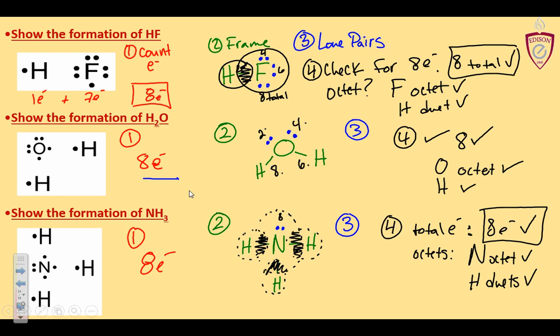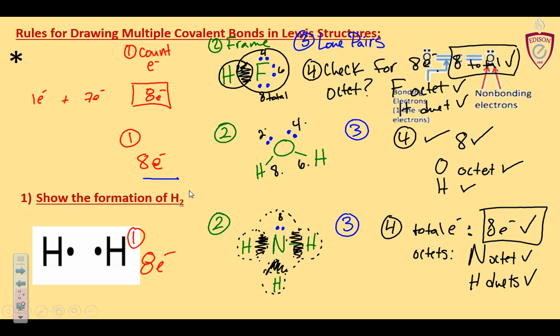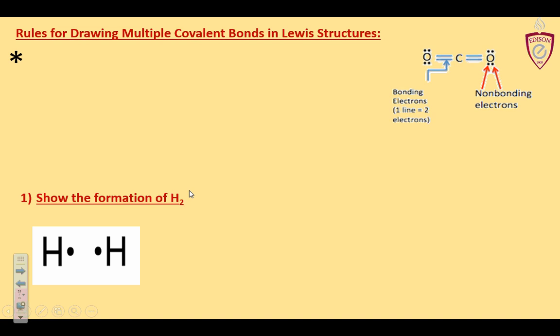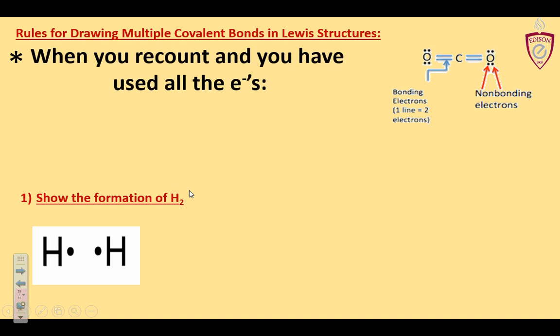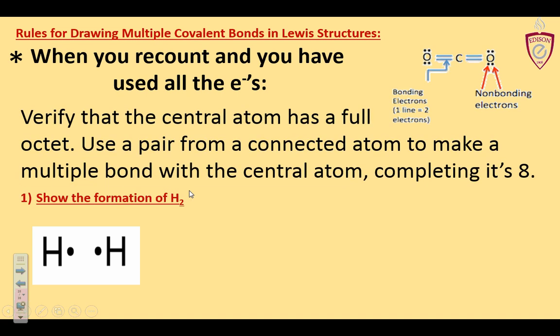This process is working pretty good for us. Yeah, and we're cruising through it this time. So what happens, Mr. Milks, if I'm checking for my octet and things don't work out? Like, oh man, this guy's got everything and that one's missing something. When I recount and I've used up all my electrons, the first check worked, and the second check, when I verify my octet, doesn't work.